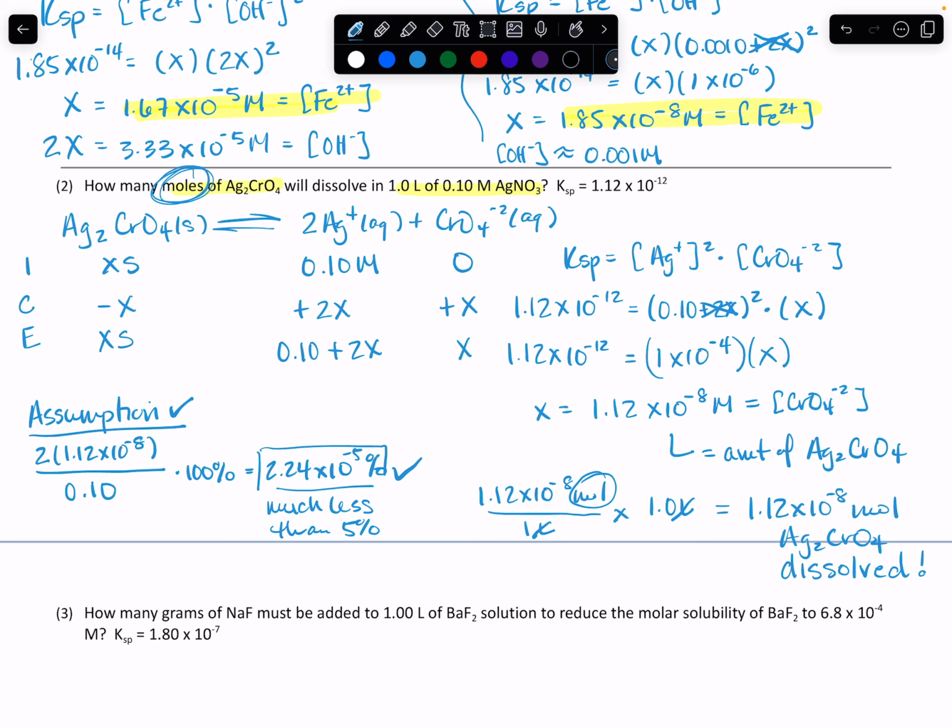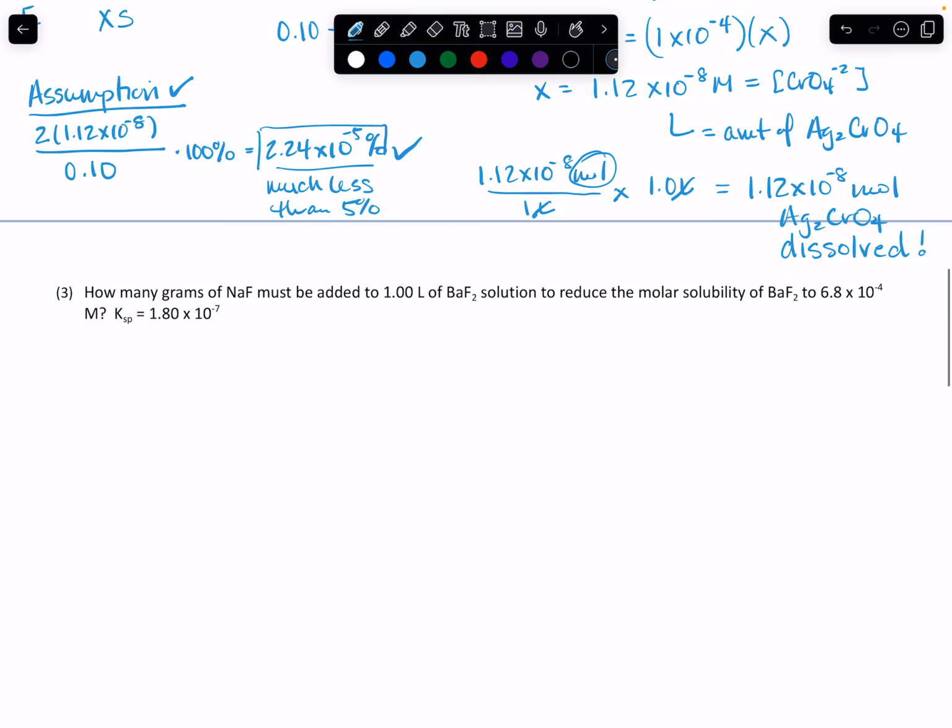Now, if we'd been in pure water, this number would have been higher because we would not have had the common ion effect, so we would have seen a higher solubility for our solid. All right, let's try this last one.